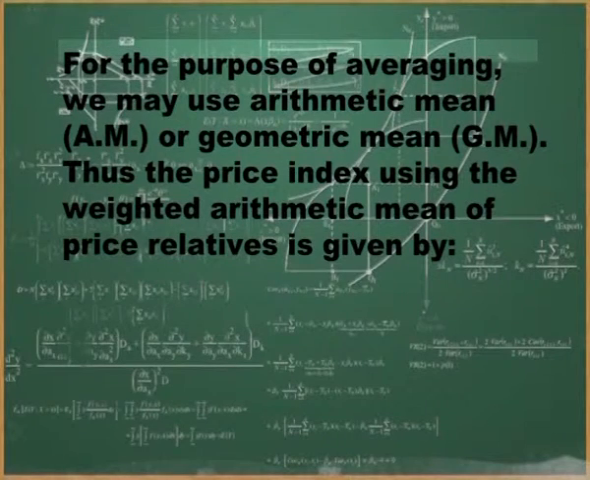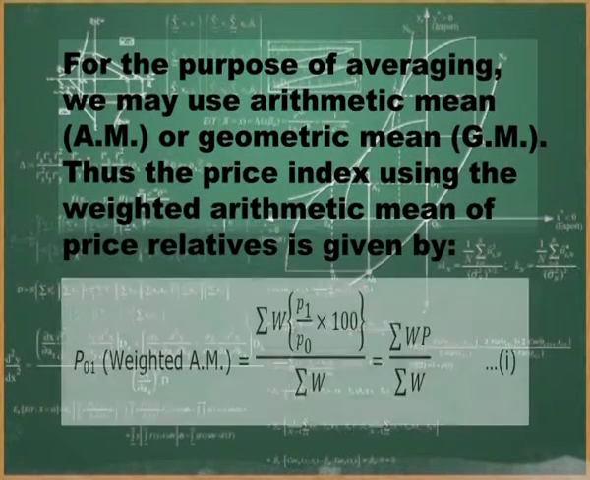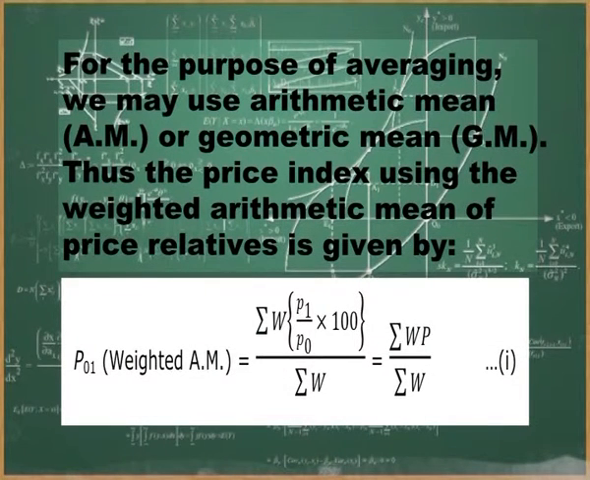This method consists in assigning appropriate weights to the price relatives according to the relative importance of different commodities. The price index is then obtained by taking the weighted average of the price relatives. For the purpose of averaging, we may use arithmetic mean AM or geometric mean GM. Thus, the price index using the weighted arithmetic mean of price relative is given as P01 weighted arithmetic mean, equal to sigma W times P1 divided by P0 times 100, the whole thing divided by sigma W. So this is equal to sigma WP divided by sigma W.